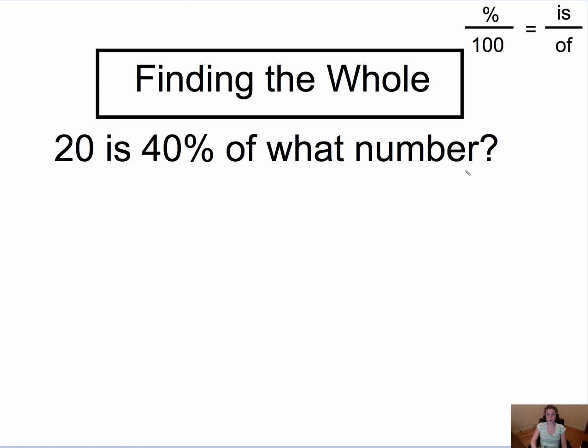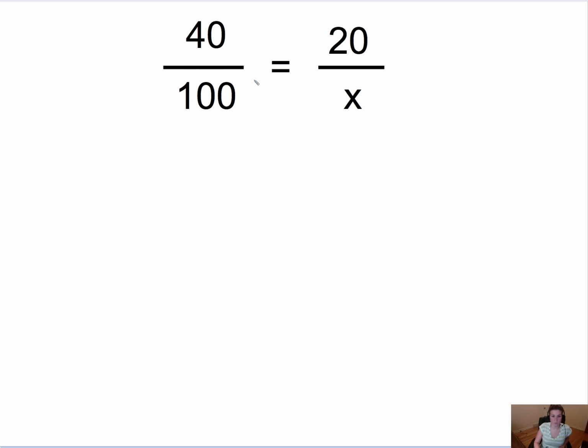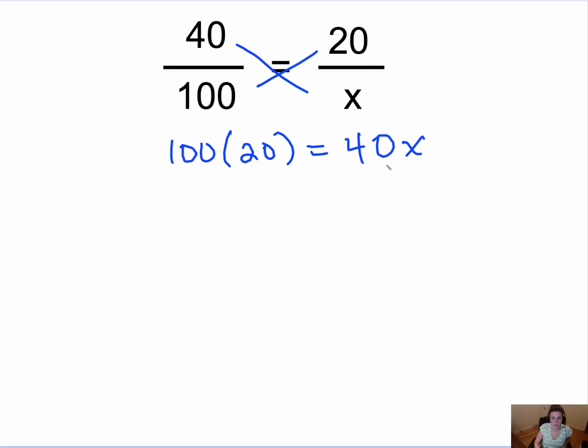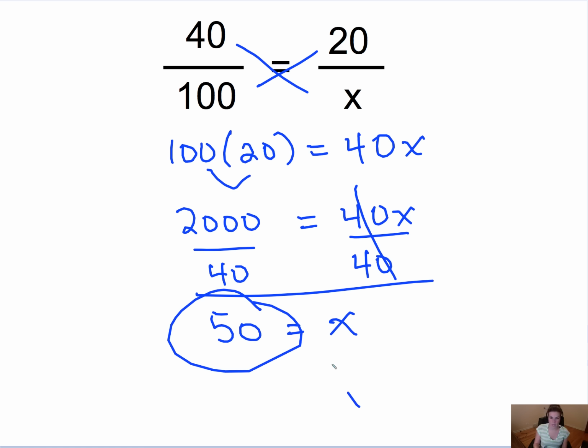Okay, last example now, finding the whole. So now we have 20 is, that's our is right there, and we have the percentage, which is 40. So it's going to be 40%, so 40 over 100. The is 20, but now we're missing the of. We don't know what the of is. So there's our proportion. And again, we cross multiply, so 100 times 20 equals 40x. 100 times 20 would be 2,000. And then we divide both sides by 40. And so 2,000 divided by 40 is 50. The 40s cancel, so the answer is 50. Again, since we were not finding the percentage, our answer is simply 50, and that's it.